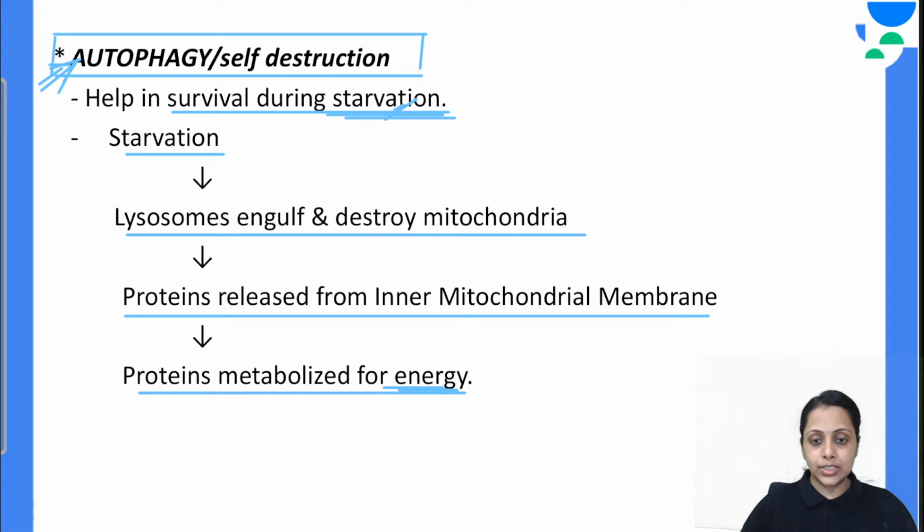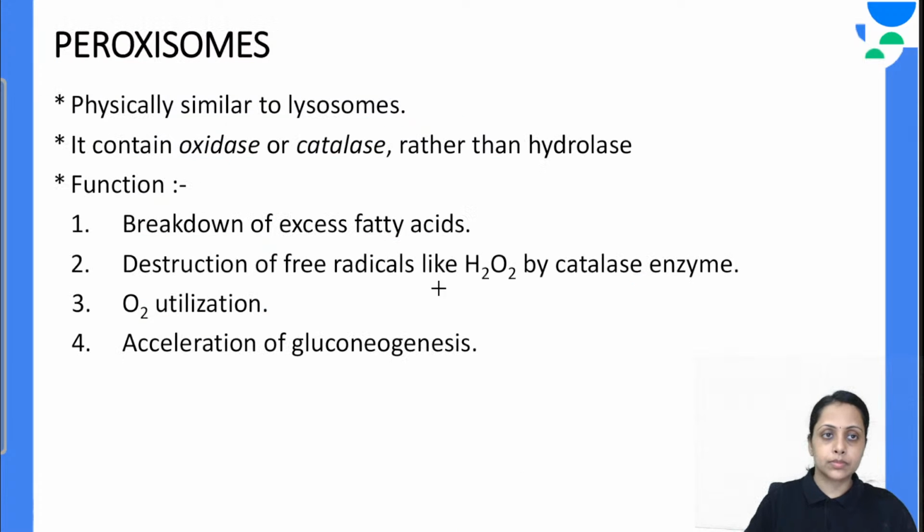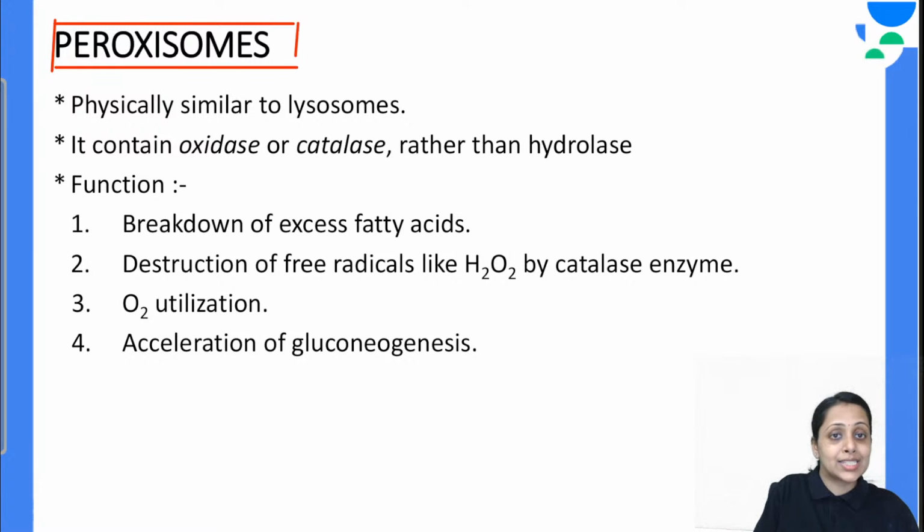So moving further, next cellular organelle is the peroxisome. This is physically similar to the lysosome. It contains oxidase and catalase, while lysosome consists of acid hydrolase, but peroxisome contains oxidase and catalase.